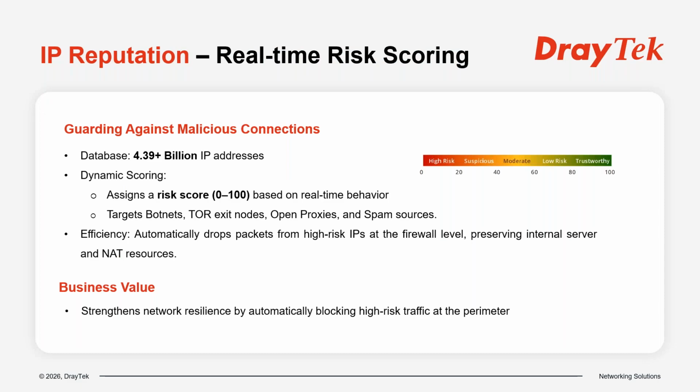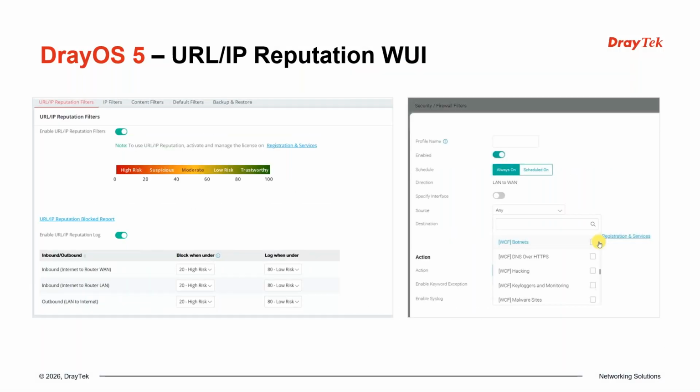So that means that botnets and other different types of websites and assets that are used for bad purposes tend to have a high risk or suspicious rating, and you can set it so that bad reputation devices, IPs, are not able to be contacted by devices on the network. So DrayOS 5 supports this URL reputation filtering. You can set inbound, outbound rules there about blocking when it comes under a certain level, and you've also got the different categories there in the filtering.